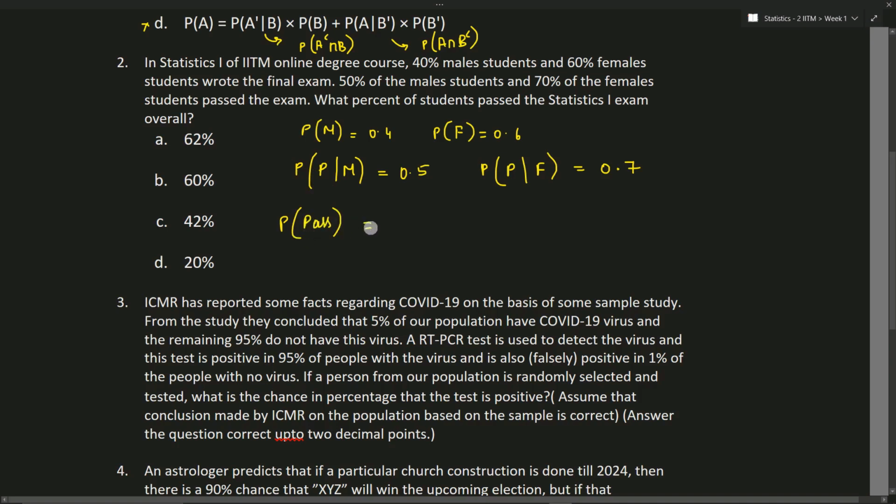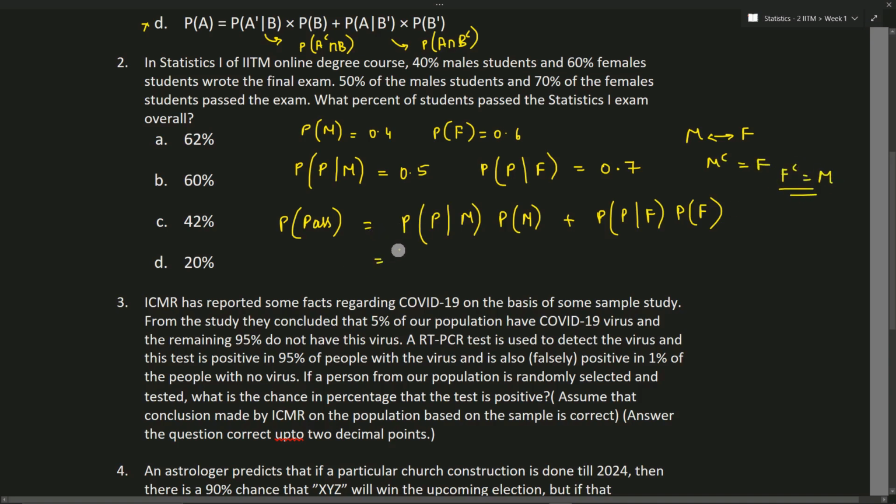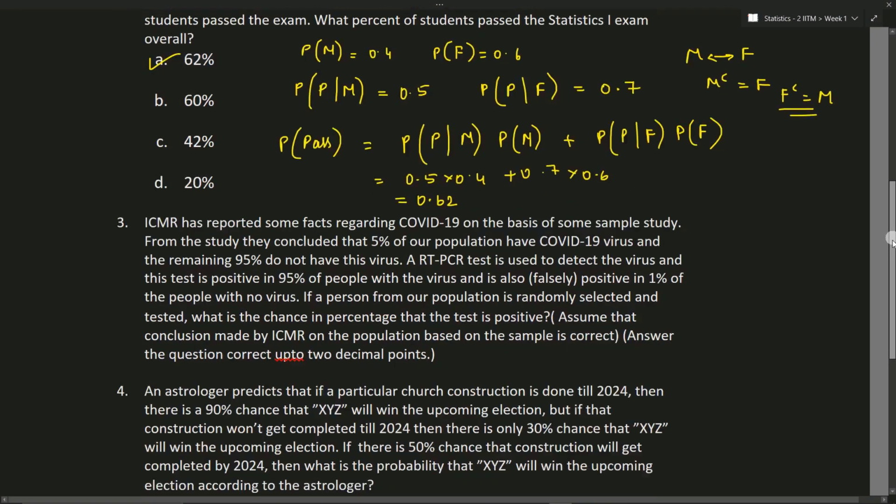That is the question. We can use conditional probability: the probability of pass conditioned on M into probability of male, plus probability of pass conditioned on female into probability of F. We can use this formula because M and F are complementary, right? M complement is nothing but F and F complement is nothing but M. If we substitute here, we'll have 0.5 into 0.4 plus 0.7 into 0.6. That is nothing but 0.62, option A. So next one.